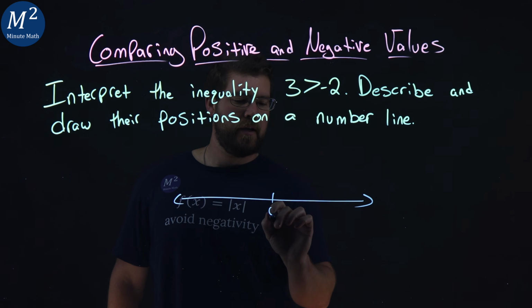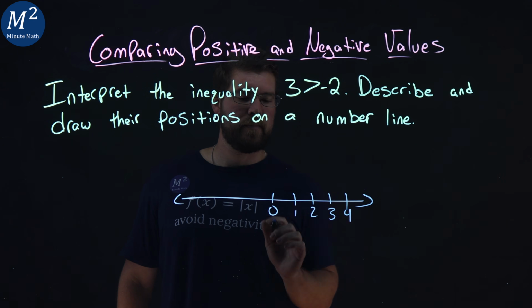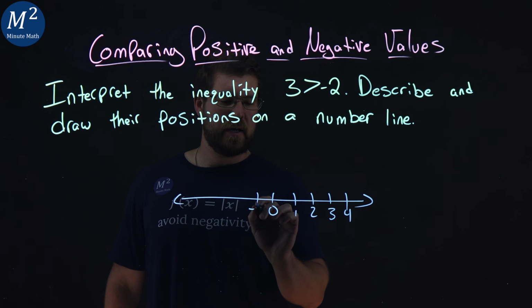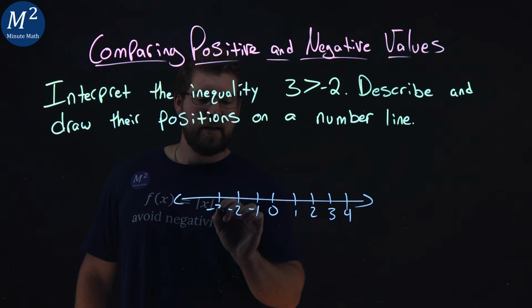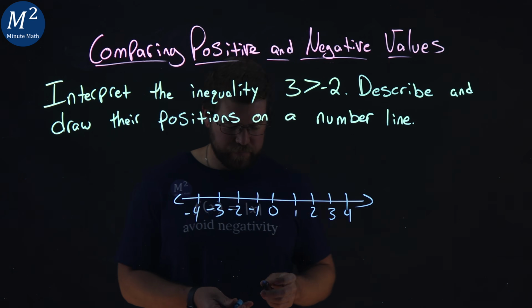So start with 0 right here. 1, 2, 3, go past it, 4. And we want to get to negative 2. Negative 1, negative 2, negative 3, went past it. Make it even, negative 4.